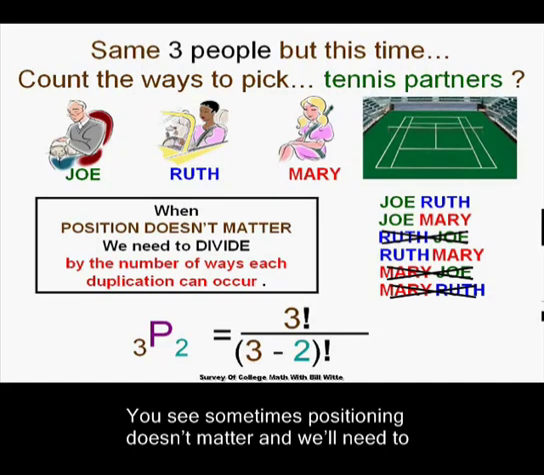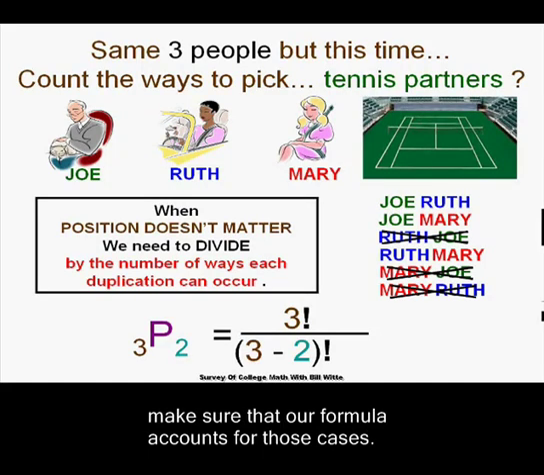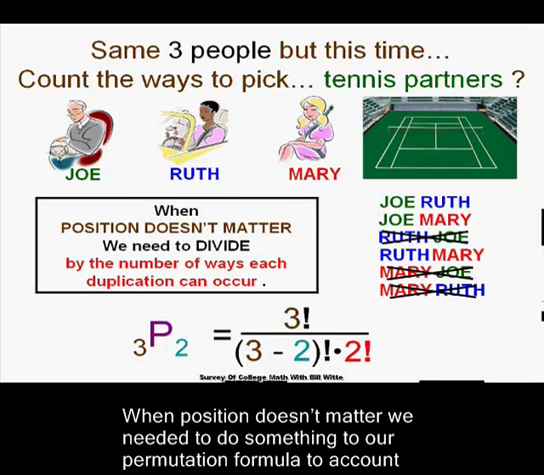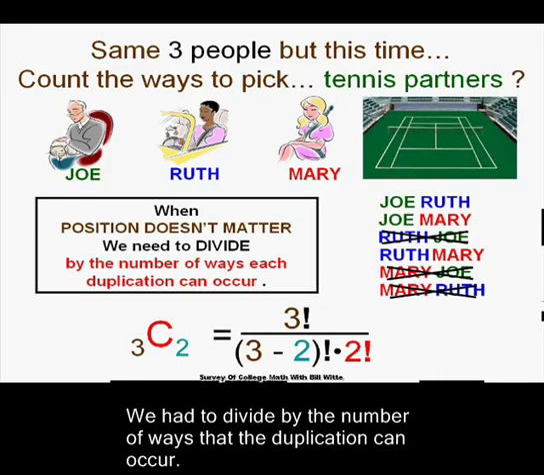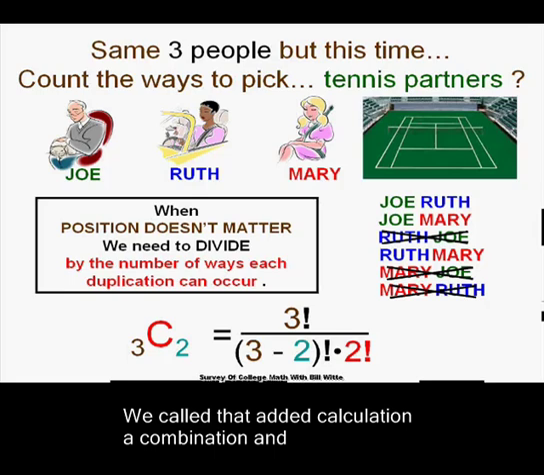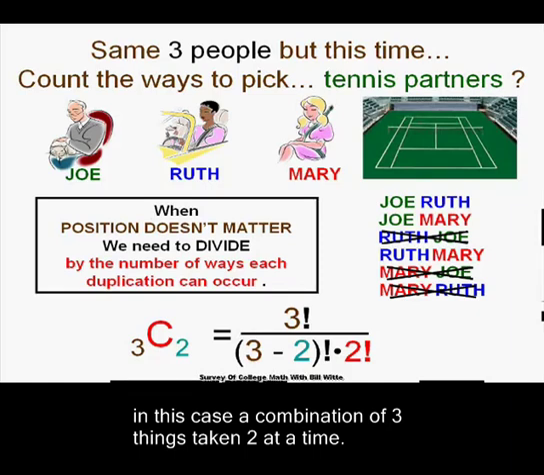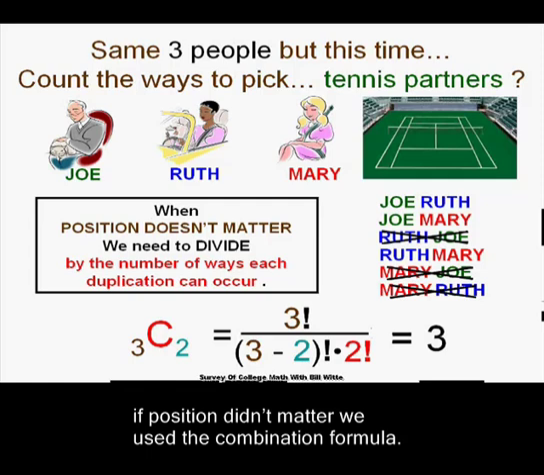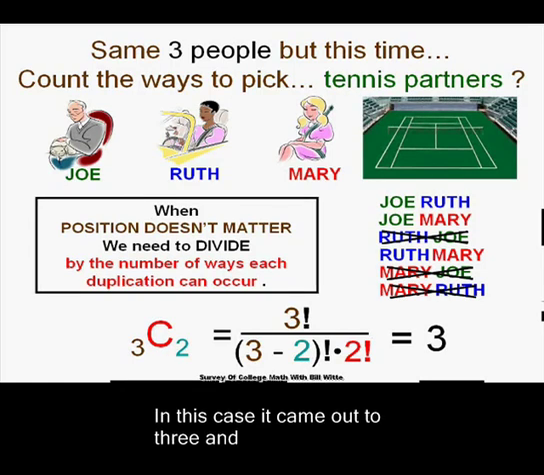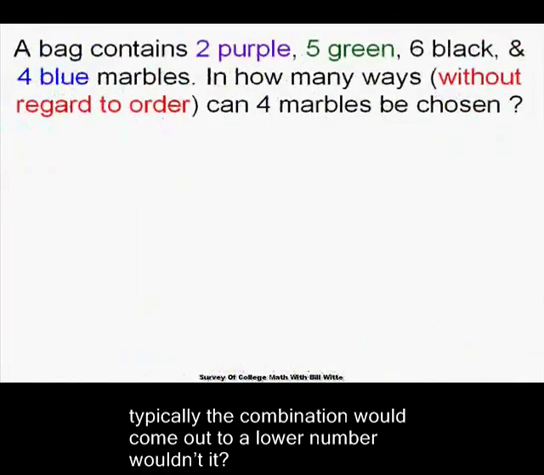Houston, we have a problem. We're going to have to do something to our permutation formula so that we can knock out our duplication. And what we ended up doing was dividing by the number of ways that those positions can occur. And we called that added calculation a combination. In this case, a combination of 3 things taken 2 at a time. So if position mattered, we called it a permutation. If position didn't matter, we called it a combination. And in this case, it came out to 3. Typically, the combination comes out to a lower number.